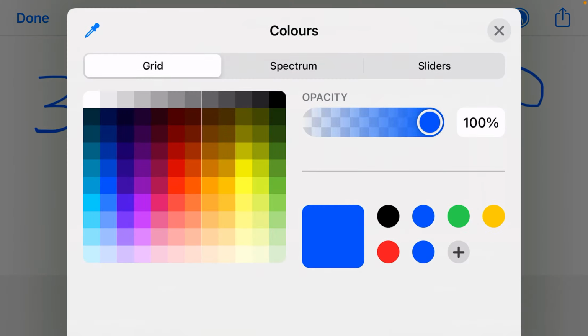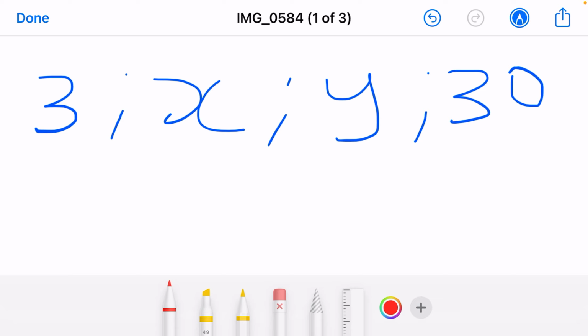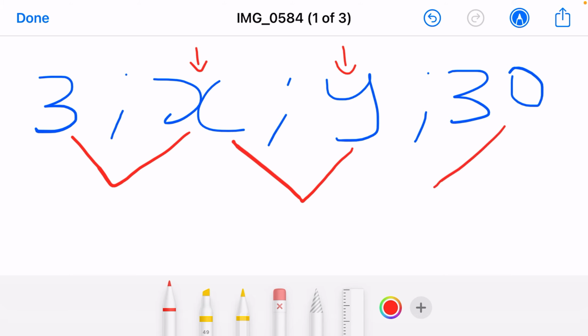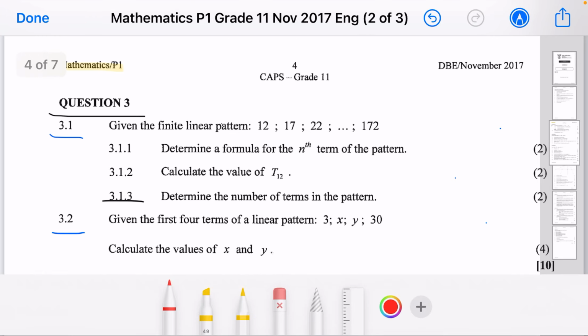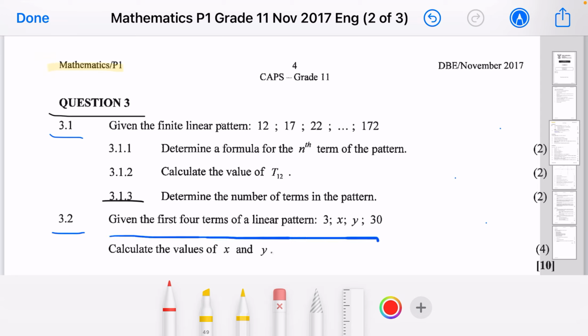Okay, ladies and gentlemen, it's massively important that you fully understand how to approach this type of question. Obviously, you still remember they want you to calculate the values of x and y. Okay, remember guys, this minus that equals this minus that, and again it equals this minus that. Why am I saying this, ladies and gentlemen? Because let's check the given information, guys. They just said these are the first 4 terms of a linear pattern. Massively important, ladies and gentlemen.